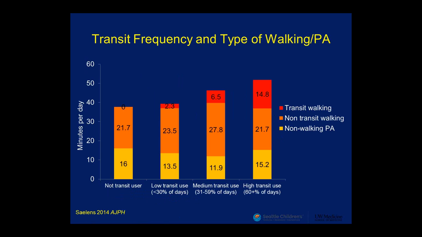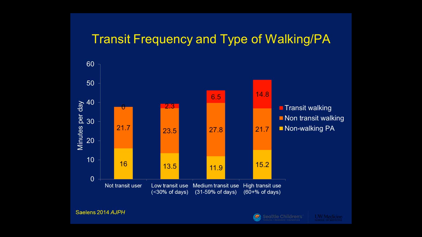We can even go beyond that, though, and start to break down physical activity into its component parts. So this is a different study we did where we compared non-transit users to people who infrequently took transit, moderately took transit, and then were high transit users, such that on more than 60% of the days they did assessments on, they were engaged in some kind of transit use.